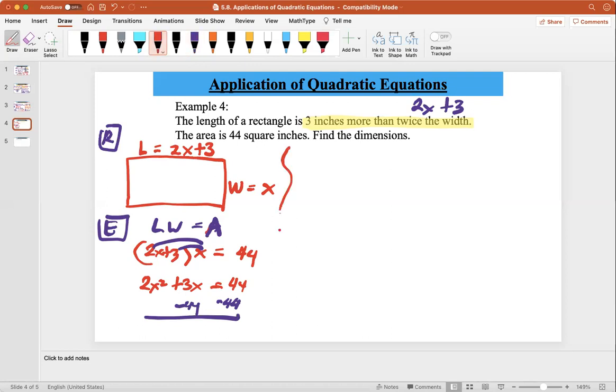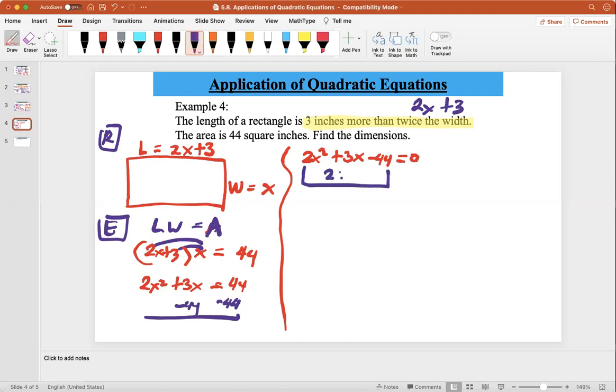Now we have 2x squared plus 3x minus 44. None of them are like terms, so we copy as is: 2x squared plus 3x minus 44 equals 0. And we factor. We don't have a GCF other than 1, so we have to use the AC method.